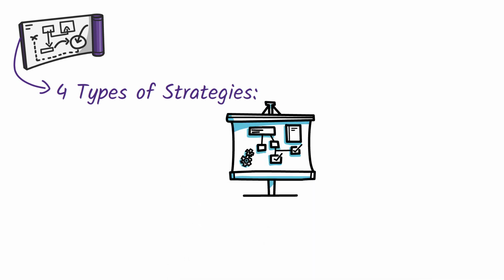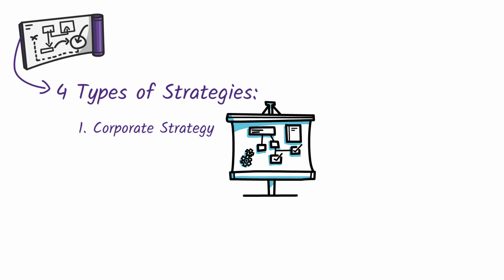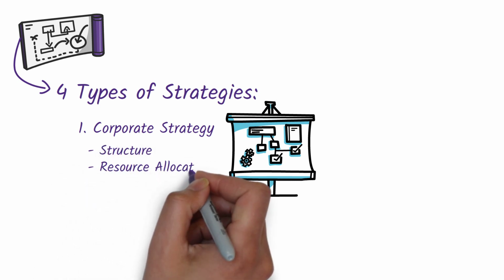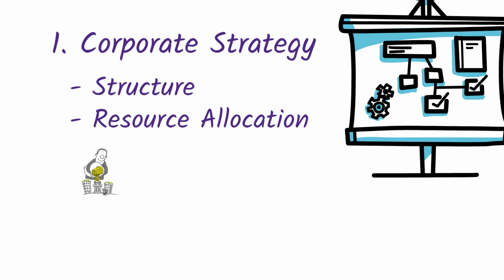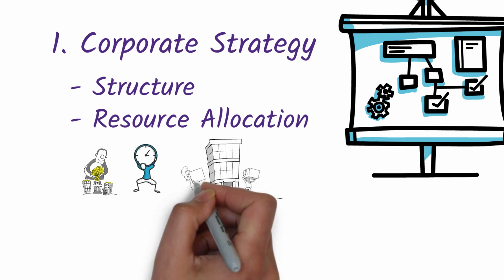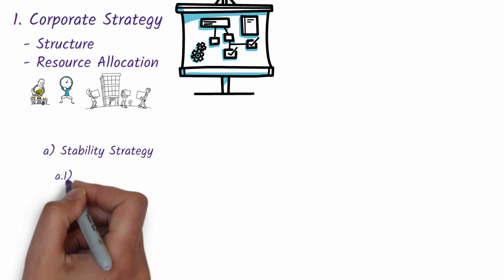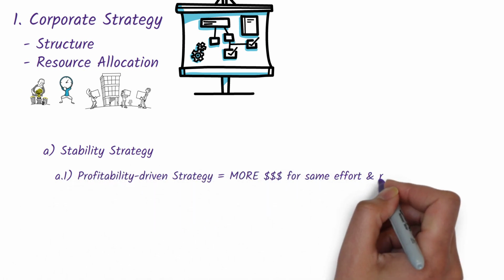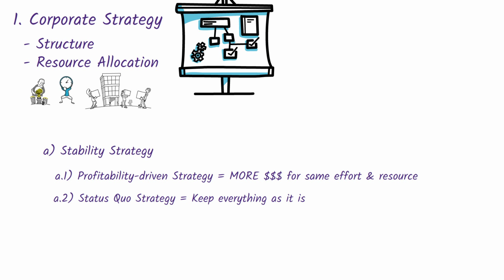Firstly, we need a corporate strategy. This is the strategy we use to figure out the business structure and how our business will allocate resources like money, time, and inventory to support each aspect of our business. For a corporate level strategy, a business will use one of the following: a stability strategy. These focus on getting more with what they already have, a profitability-driven strategy, or on keeping things as they are, a status quo strategy.